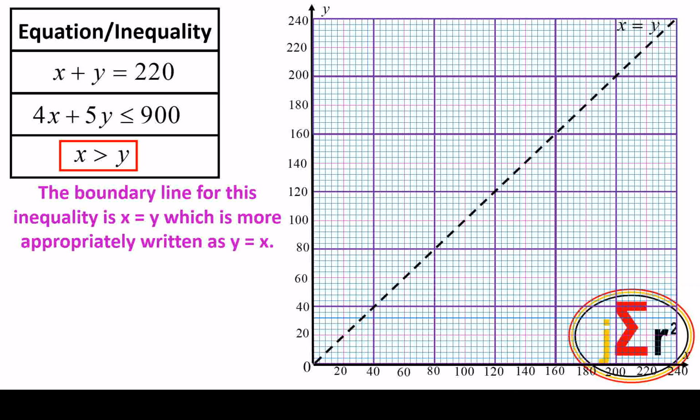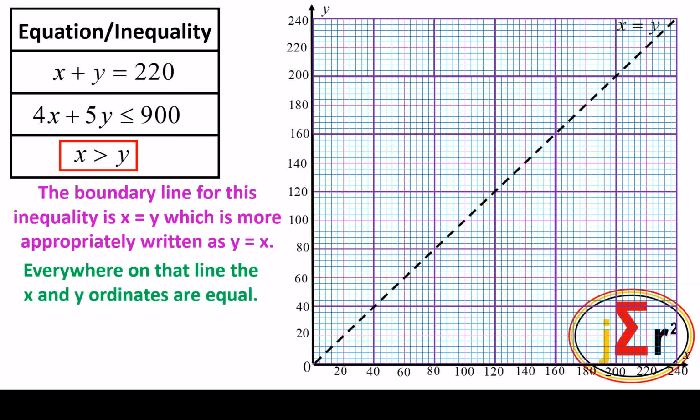So we will take a look at the reason for having the line drawn like that. The boundary line for this inequality is x is equal to y, which is more appropriately written as y is equal to x. And this has everything to do with what we call dependent and independent variables. The value of y is dependent on the value of x. X is therefore the independent variable and y is the dependent variable. And that is why it is more appropriately written as y is equal to x.